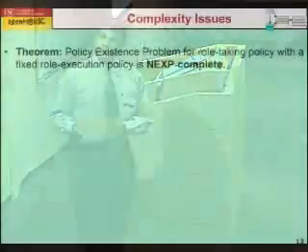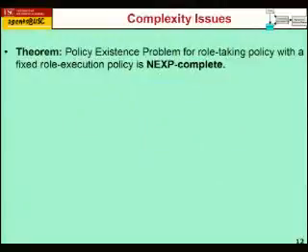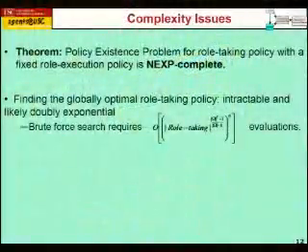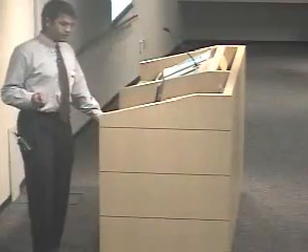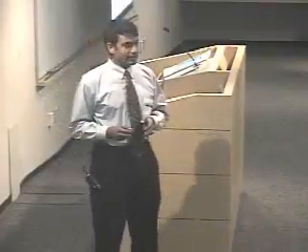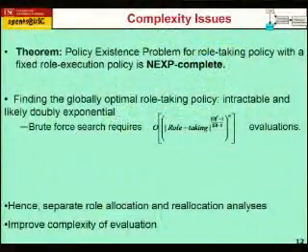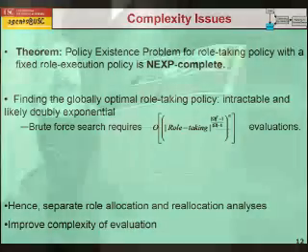So this theorem shows that if we decided to fix the role execution policy, and we now try to find the optimal role-taking policy, the problem is still non-deterministically exponentially complete. And that is depressing news. In fact, finding the globally optimal role-taking policy is going to be intractable. It's likely to be doubly exponential, and a brute force search requires so many different evaluations. So that's the number of role-taking actions raised to the number of observation histories, likely raised to the number of agents. So that's clearly bad news.